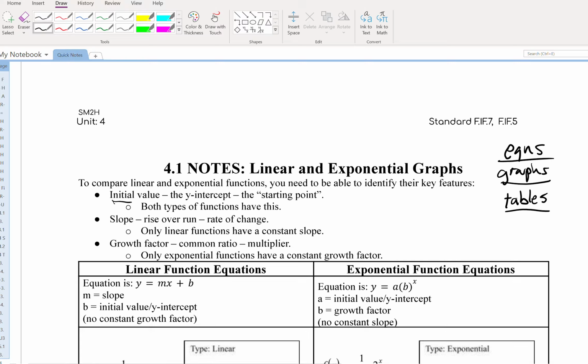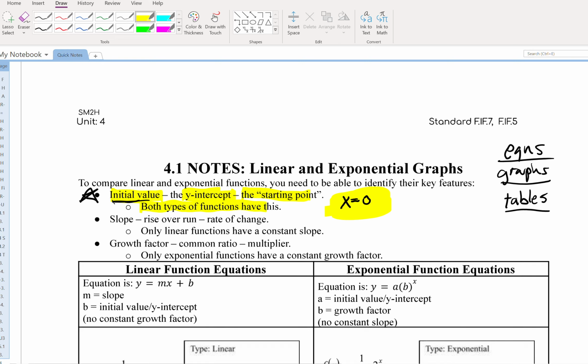The initial value, the y-intercept, the starting point. Again, because it is a y-intercept, it's important to note, so please write this down, x equals 0. So if you're looking for the initial value, that's going to happen when x equals 0. So we might call that the starting point.